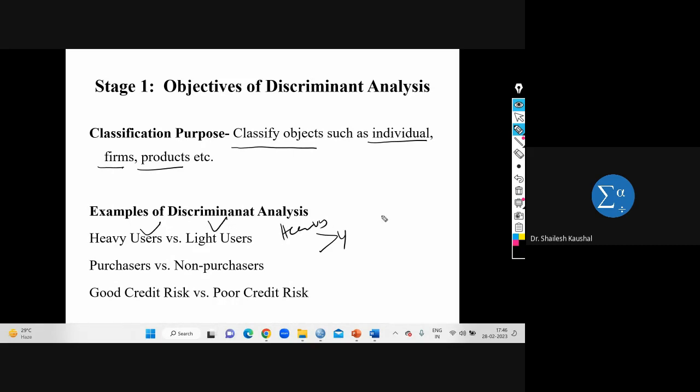So company makes policy different for heavy users and the light users. So you can give more weightage to your heavy users. The other is purchaser or non-purchaser, whether the particular person will buy the product or not to buy the product.